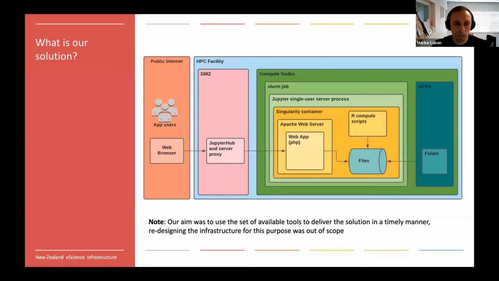It is indirectly run by JupyterHub, and then basically it's Slurm. The Slurm job runs the Jupyter single user server process, which has the Singularity container. And within the Singularity container, we have bundled the R compute scripts, which is the core that does the calculation. And then we've also bundled an Apache web server that hosts the web app, and through Jupyter server proxy via JupyterHub, this was exposed to the outside world.